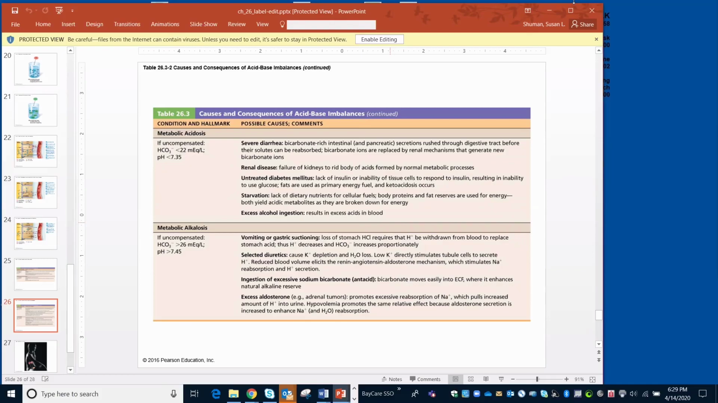And so if we're trying to hold on to our carbon dioxide, what does the breathing look like in metabolic alkalosis when you're compensating with the respiratory system? You are breathing slowly. You're not breathing as much. Okay, right. Slow and shallow.